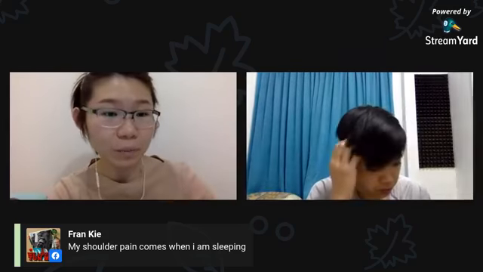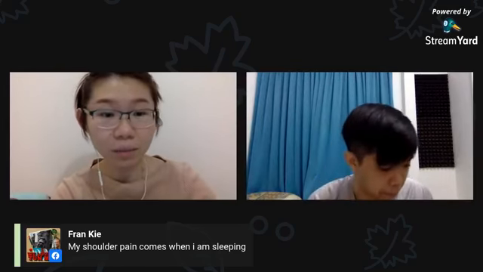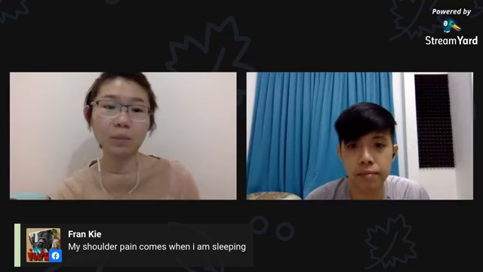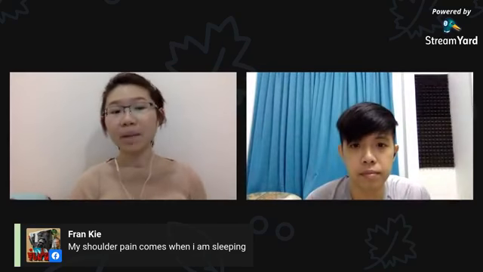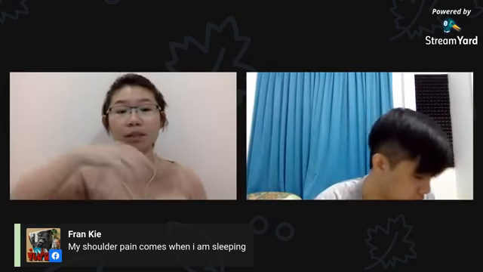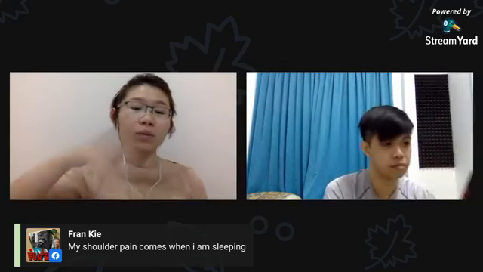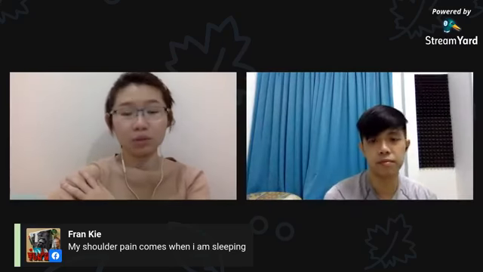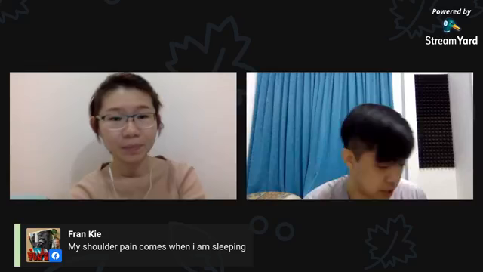So for people with shoulder pain when you're sleeping, check your sleeping posture, check your pillow height. And make sure, guys, you can use a pillow or hug a bolster or whatever to support your shoulder when you're sleeping. This is a very good tip.